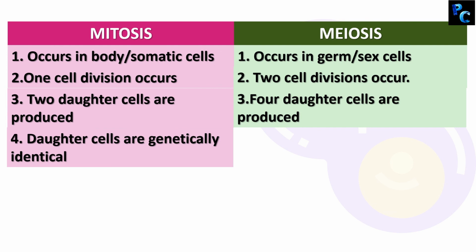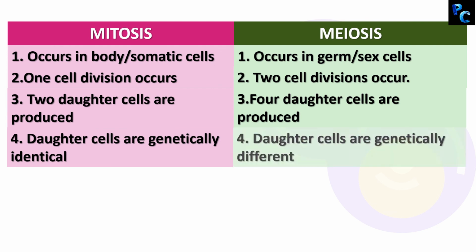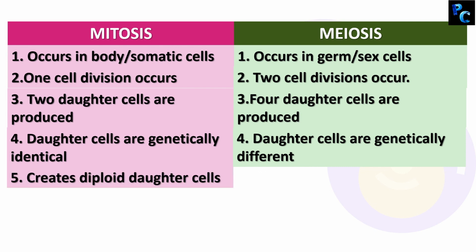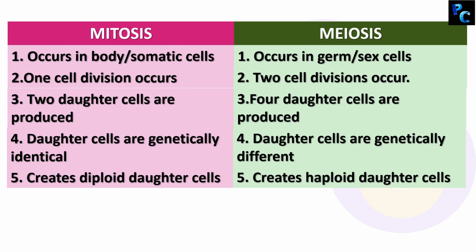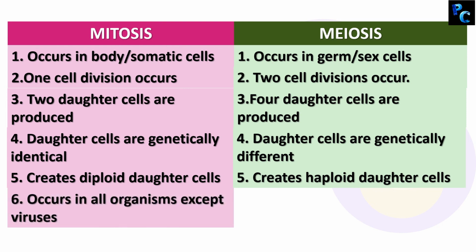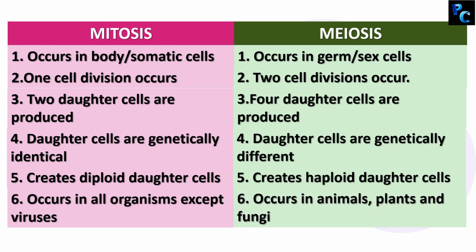Daughter cells are genetically identical in mitosis. Daughter cells are genetically different in meiosis. Mitosis creates diploid daughter cells. Meiosis creates haploid daughter cells. Mitosis occurs in all organisms except virus. Meiosis occurs in animals, plants and fungi. Mitosis is also the process of reproduction in lower organisms like amoeba.